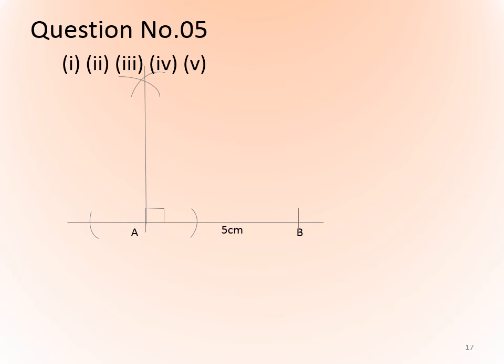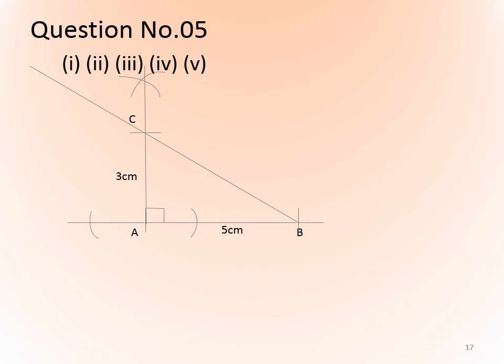Next, measure 3 centimeters using the compass and keep on top of the point A and mark the arc here. This intersection point is C and it should be 3 centimeters. Now connect B and C. Now you can see the triangle ABC.